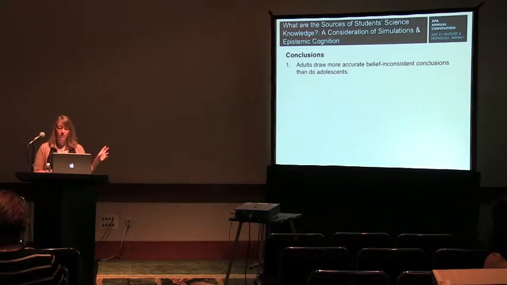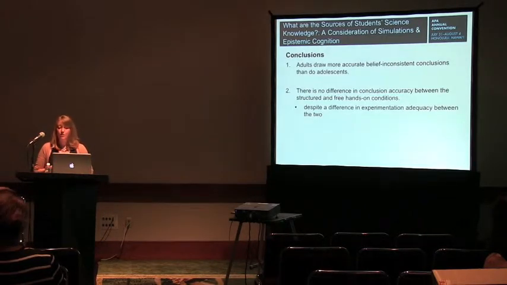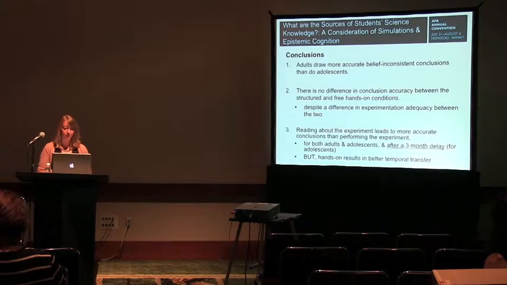So the main conclusions from here are that adults do draw more accurate belief and consistent conclusions than adolescents, and that there's no difference in the structured versus hands-on condition. I think this is important because it looked like they were doing so well. So we can have ideas about what experimentation should look like, but if we're not really sure what's going on inside the child's mind as they're doing this experiment, we have to be pretty careful about how we're gauging their interaction with some scientific phenomenon in the form of an experiment.